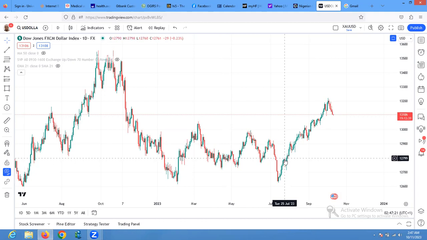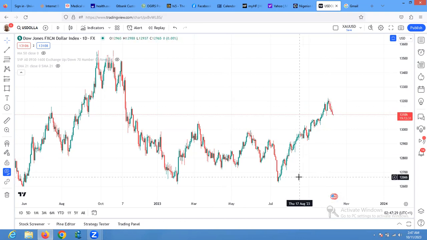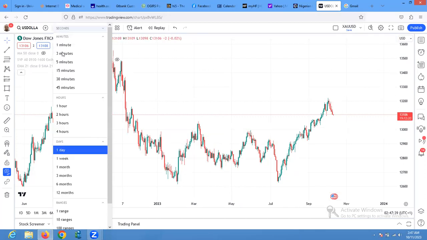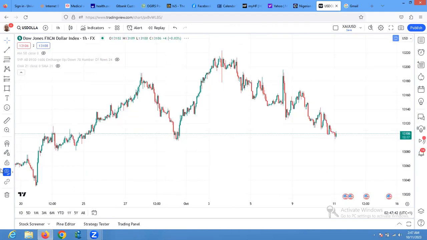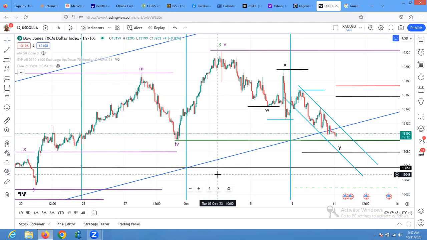So 1, 2, 3. So it looks much like now we are going to do a wave 4. And in a wave 4, we're going to take that restriction. This has been 2, this has been 3, and where wave 4 is going to go. So with that said, let me go back to the 1 hour time frame and look at the internal structure. And let's take a close look at what has formed so far.